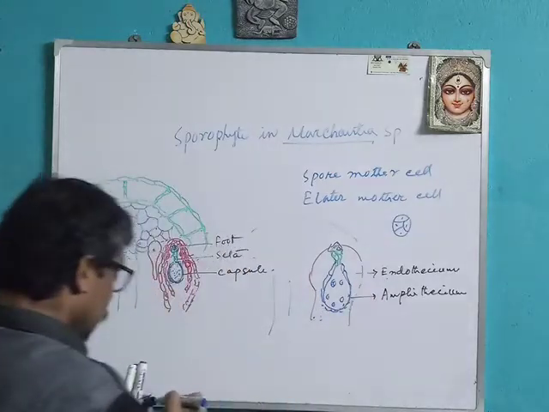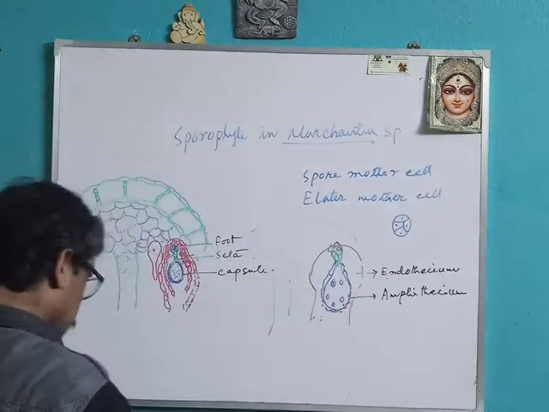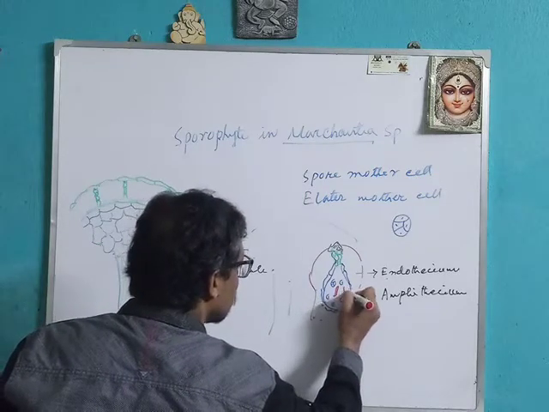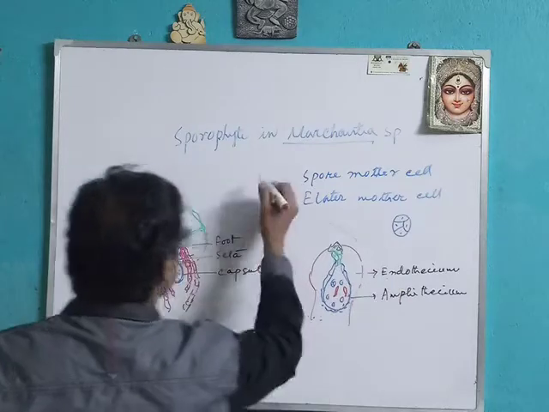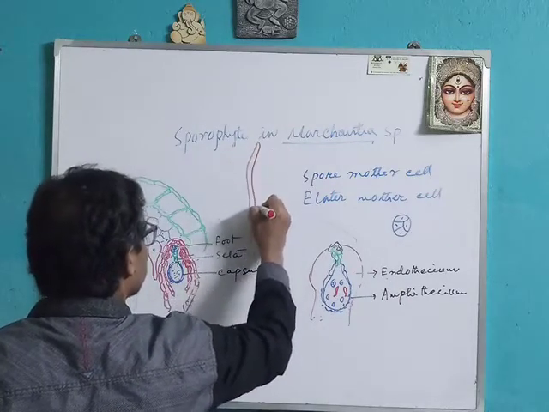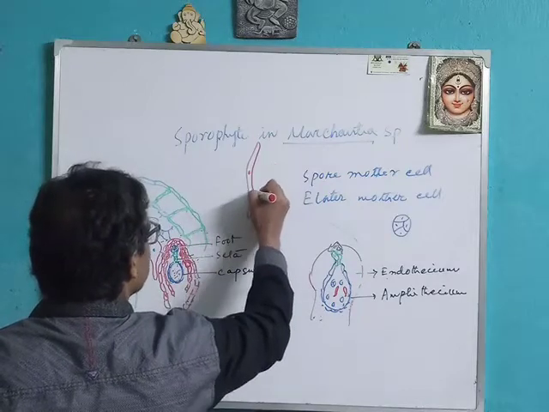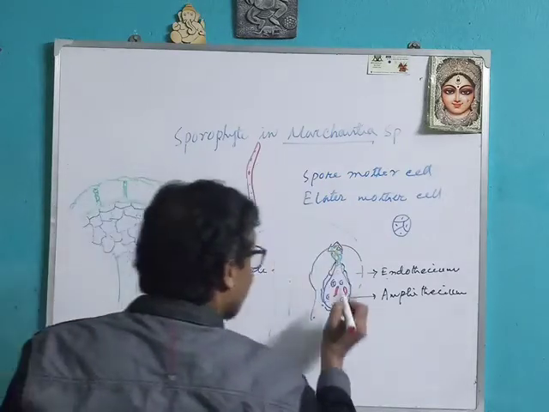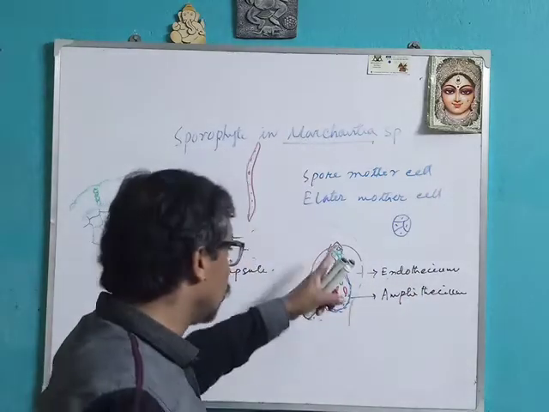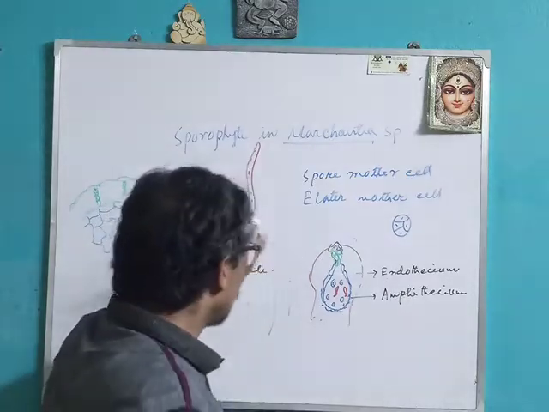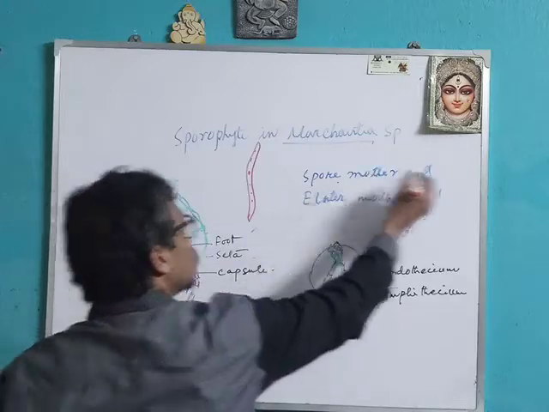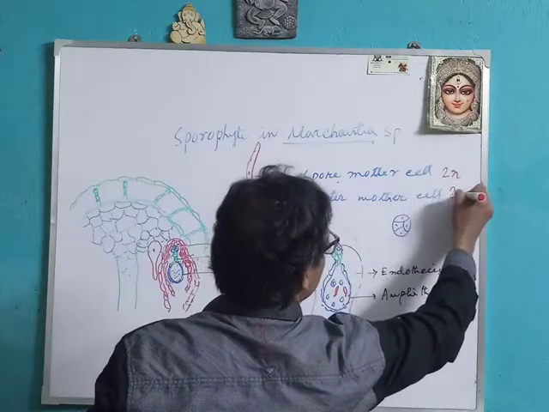And elater mother cells give rise to elaters. Elaters are such a structure, elongated with tapering ends, having a nucleus and cytoplasm; these are the cells. Epithecium and endothecium are diploid in nature, derived from the zygote, with no meiosis. So the sporogenous tissue is also diploid. The spore mother cell is also diploid. The elater mother cell is also diploid.